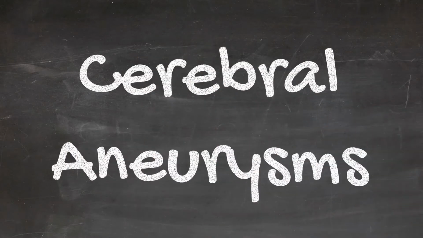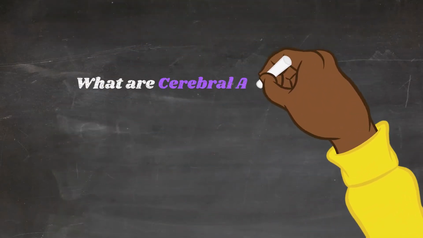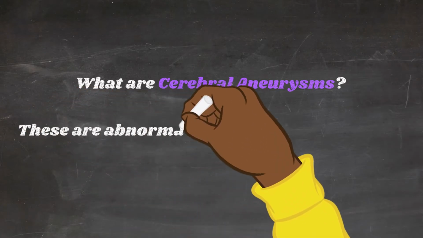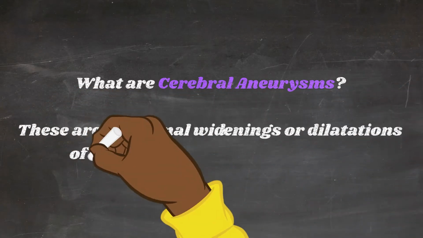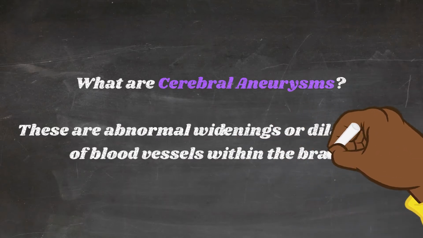Now let's get revising. Cerebral aneurysms. What is it? These are abnormal widenings or dilatations of blood vessels within the brain.